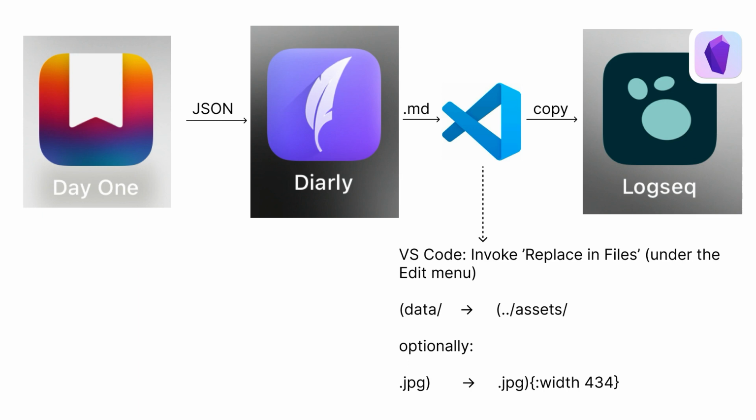That's it. Now just copy the Markdown files into the journal folder or the pages folder, and then copy the data into the assets folder, and you're done.